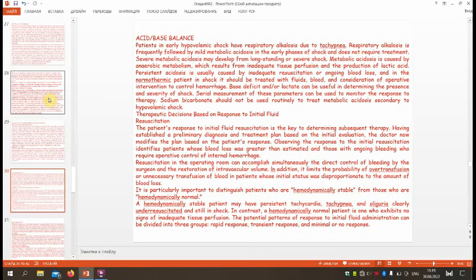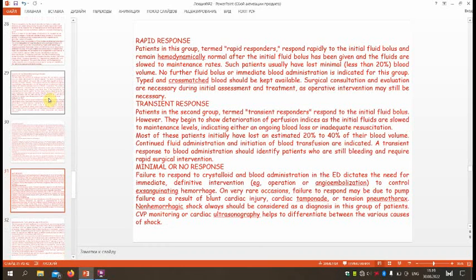The potential patterns of response to initial fluid administration can be divided into three groups: rapid response, transient response, and minimal or no response. Rapid response. Patients in this group, termed rapid responders, respond rapidly to the initial fluid bolus and remain hemodynamically normal after the initial fluid bolus has been given and the fluids are slowed to maintenance rates.